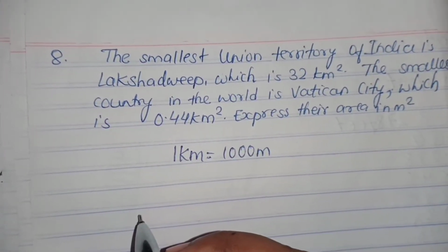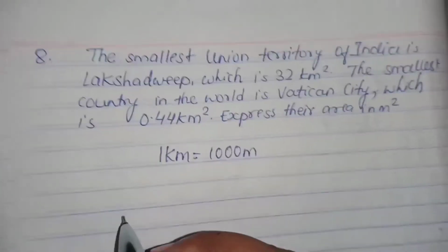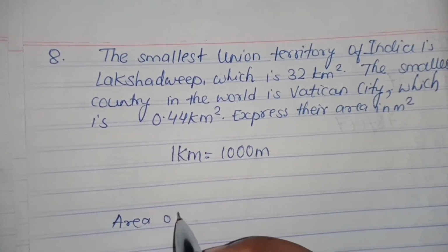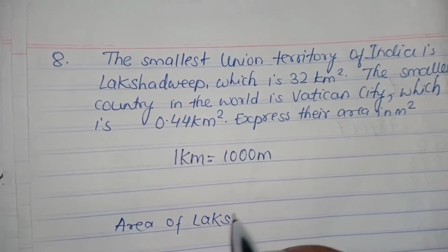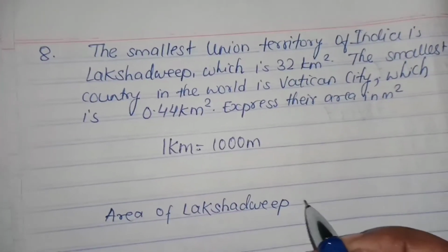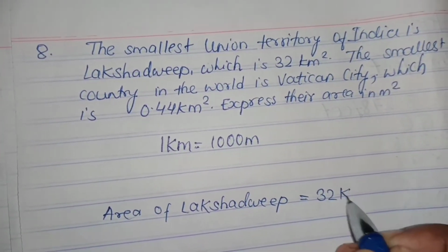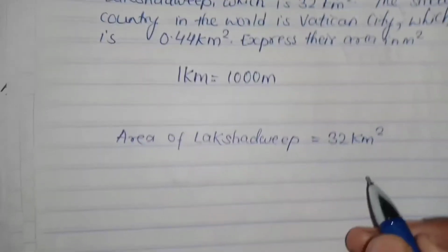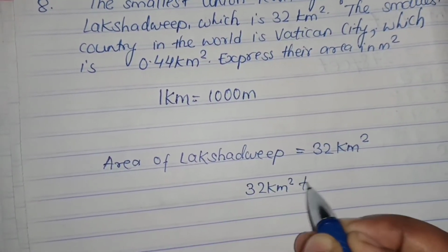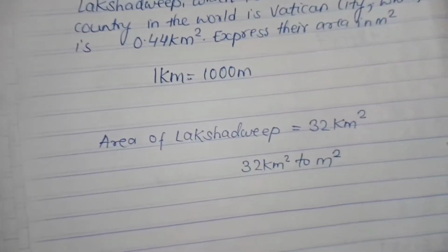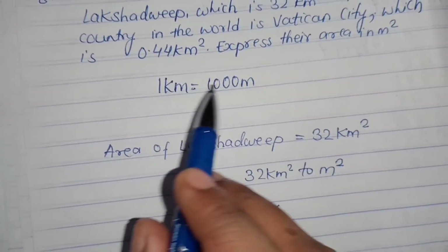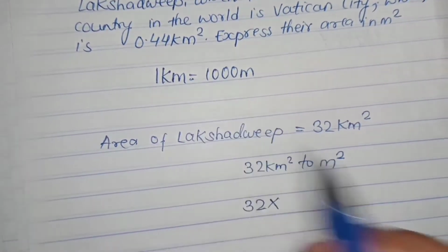Now first let us write the area of these places. Area of Lakshadweep. So area of Lakshadweep is given how much? 32 kilometer square. Now you have to convert 32 kilometer square to meter square. Now 32 into, so to convert kilometer to meter, what we have to do? We have to multiply by 1000.